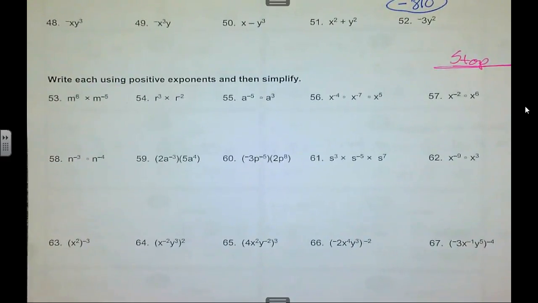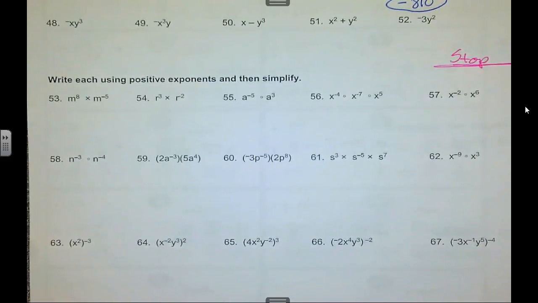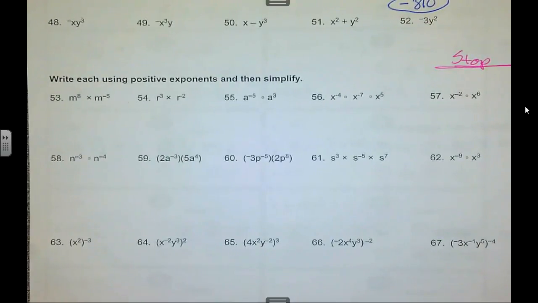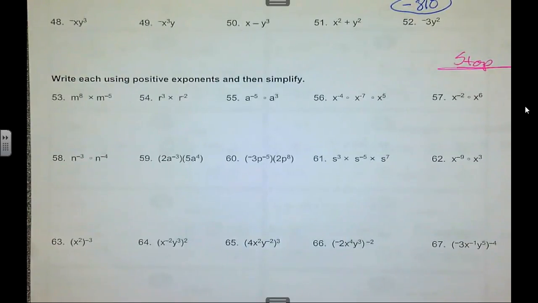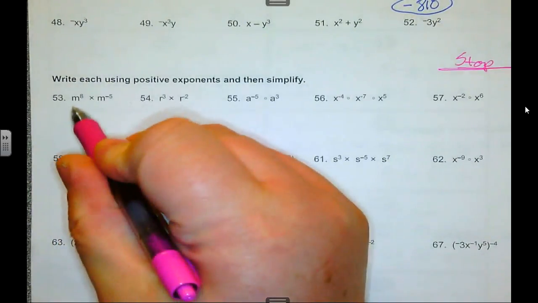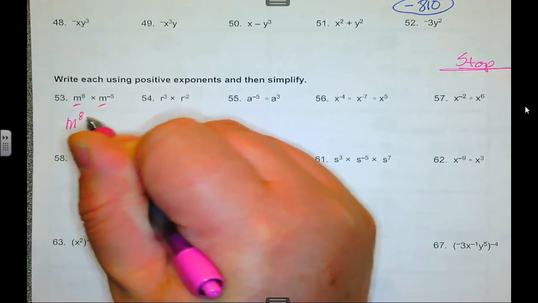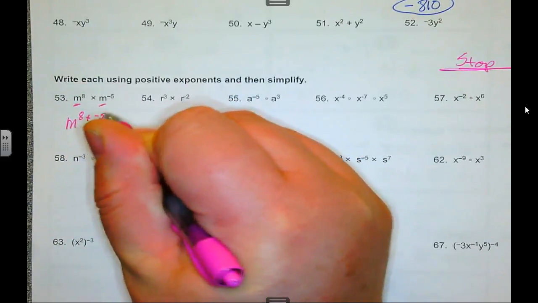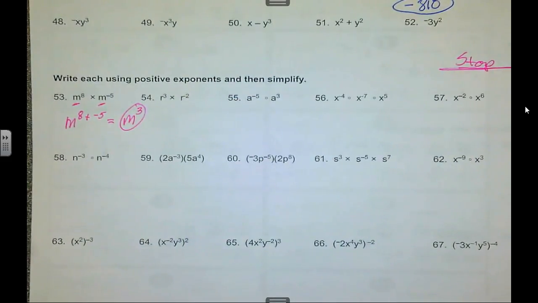All right, m to the 8th times m to the -5th. What do I do with the exponents? This one, number 53. Same base, you add them. Add the exponents. Fantastic. 8 plus -5 is, that's right, the third. It's m cubed.